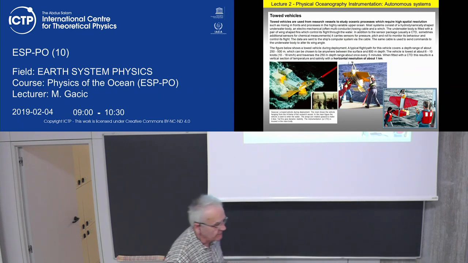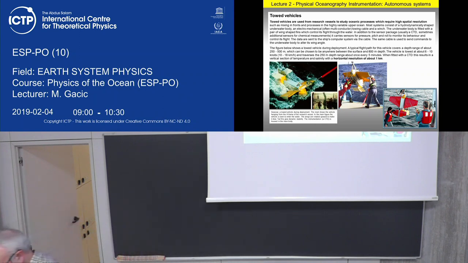Now we would like to pass on. I don't go into too many details on this, but anyhow, you should know that there are towed vehicles which are used from research vessels. So you tow these behind the ship, and it goes up and down and measures the various parameters. You simply add to this kind of airplane the different sensors, such as temperature, salinity, and so forth, and then you are doing your measurements on the ship's move.